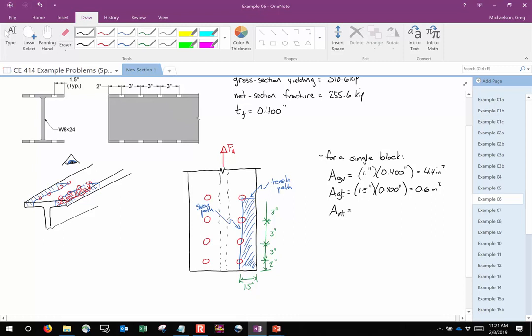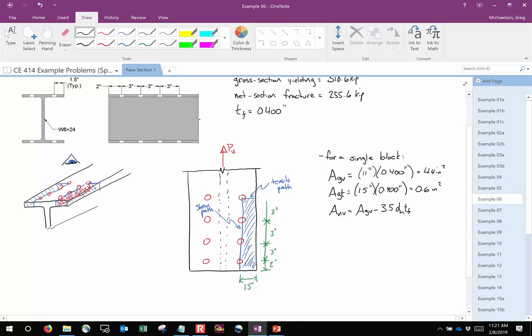We don't go all the way through the hole. We only go halfway through. All right? Does everybody see that? So 1, 2, 3.5. So we take the gross area in shear minus 3.5. That's supposed to be a V. The net area in shear.